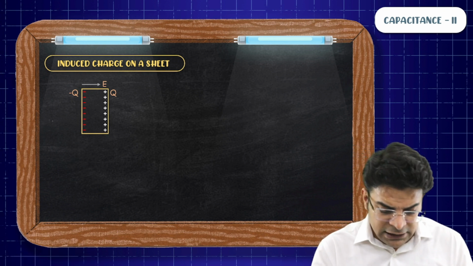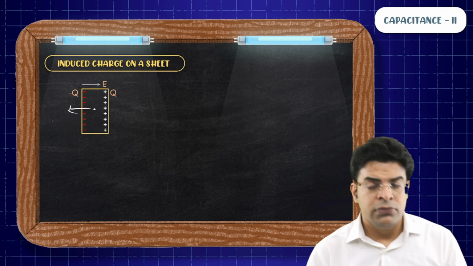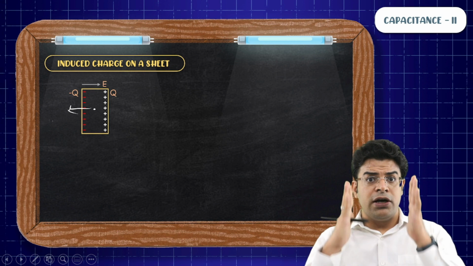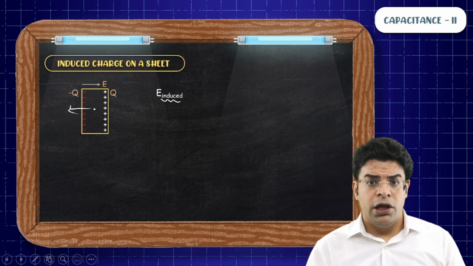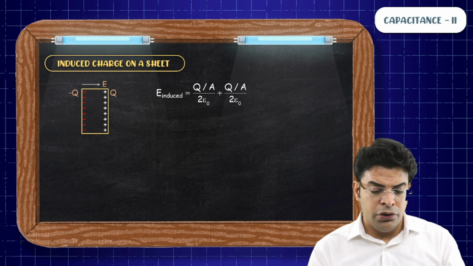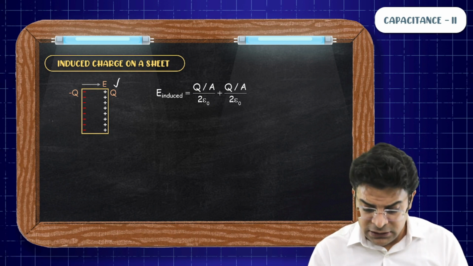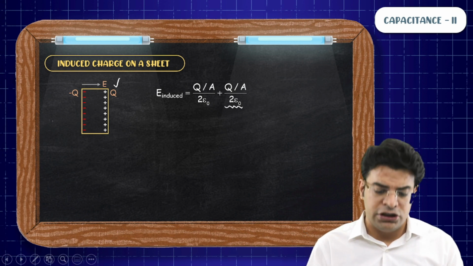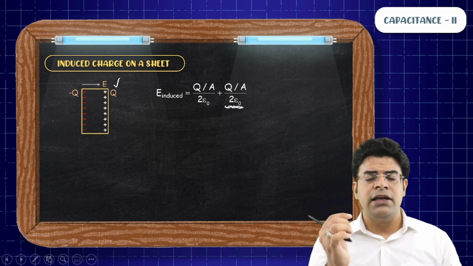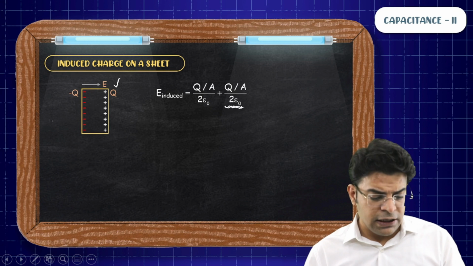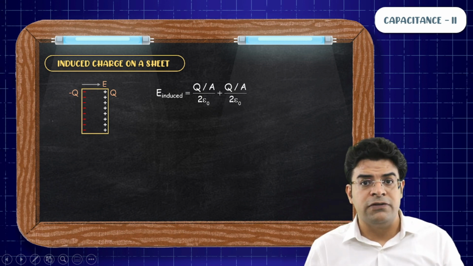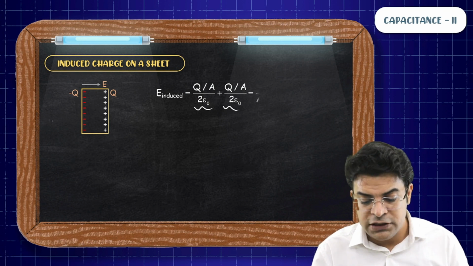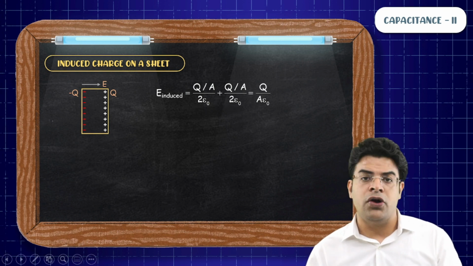Now you can say that the electric field produced by these two charges distributed over the surface area will be equal to Q by A upon 2 epsilon naught due to, let's say, the positive plate, plus a field of the same magnitude in the same direction, Q by A upon 2 epsilon naught, let's say towards the negative plate. So the net electric field produced due to the induced charges on the two surfaces will be nothing but the sum of these two fields, which will be Q by A epsilon naught.